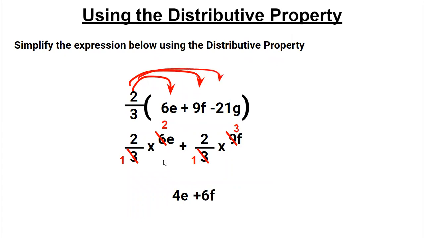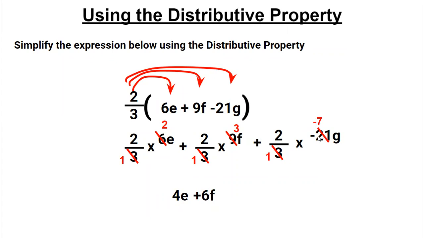And then finally, I have to do 2/3 times negative 21g. So 2/3 times negative 21g. The 3 will cancel into the 21 7 times. Negative 7, because it's a negative number. 3 goes into itself once, and now I have 2 times negative 7, negative 14g. So using the distributive property, we end up with 4e plus 6f minus 14g.